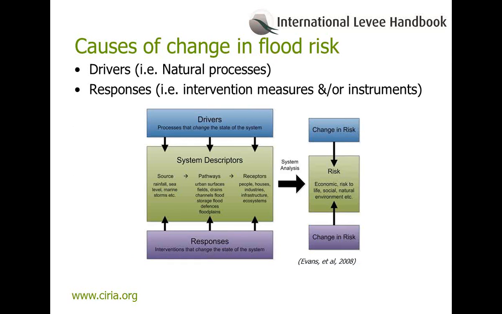Flood risk can change over time. The causes of changes to flood risk can either be drivers, such as climate change, or responses in the form of measures and instruments that are used to control or mitigate flood risks. Both of these affect the whole source pathway receptor set of the flooding system, and so will affect flood risk.